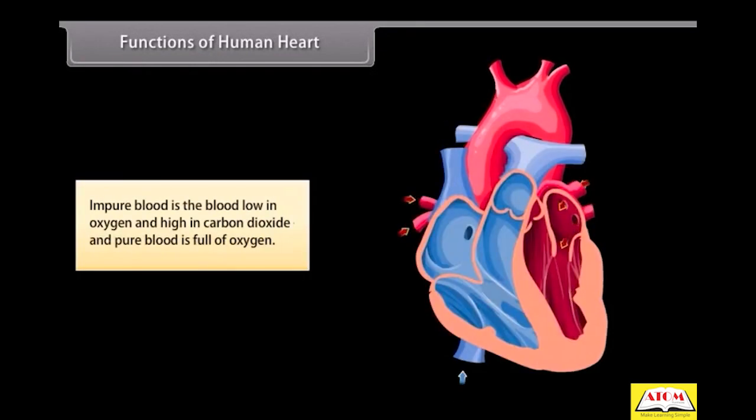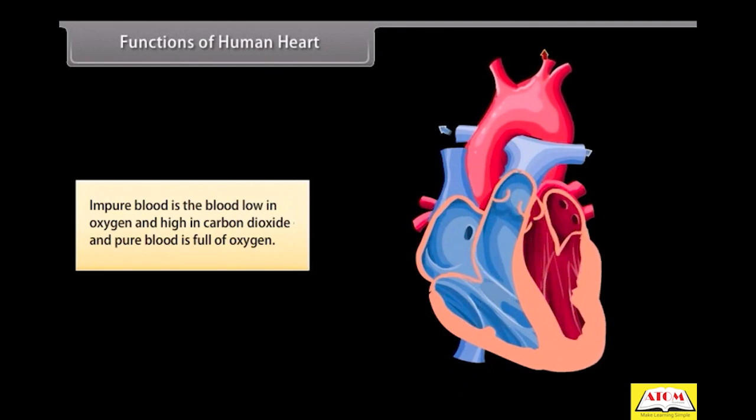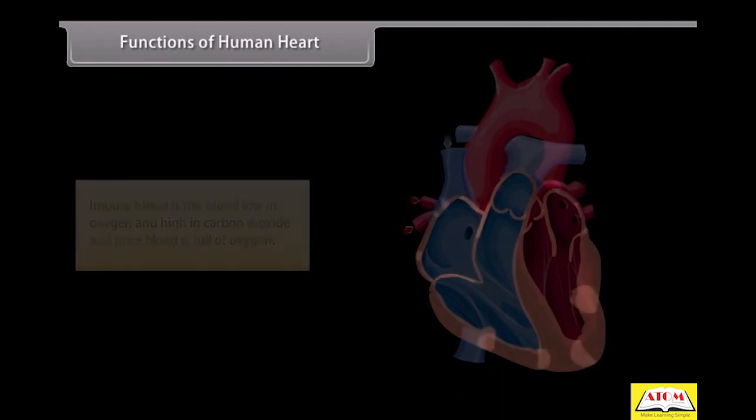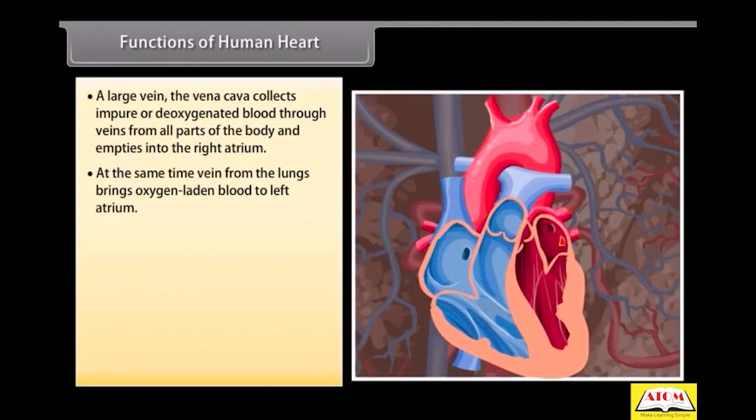Functions of human heart. Impure blood is the blood low in oxygen and high in carbon dioxide, and pure blood is full of oxygen. A large vein, the vena cava, collects impure and deoxygenated blood through veins from all parts of the body and empties into the right atrium. At the same time, vein from the lungs brings oxygen-laden blood to left atrium. At this time, all the four chambers of the heart are relaxed.